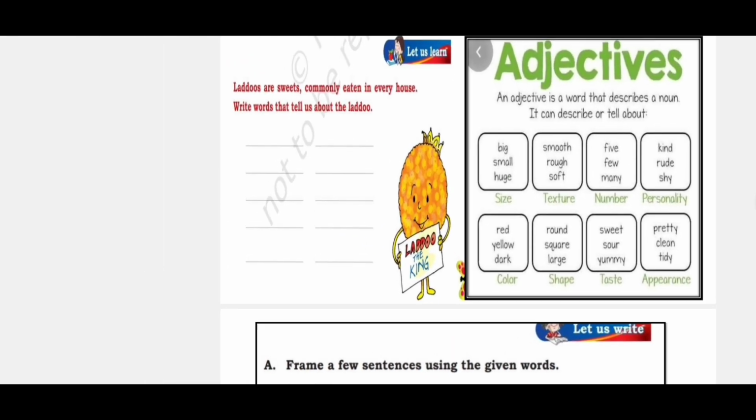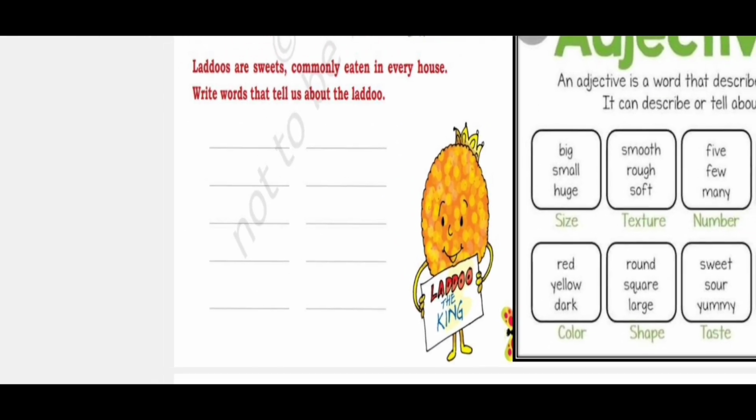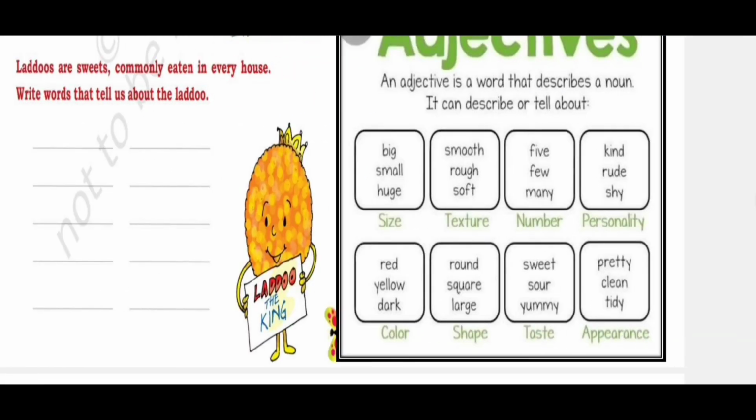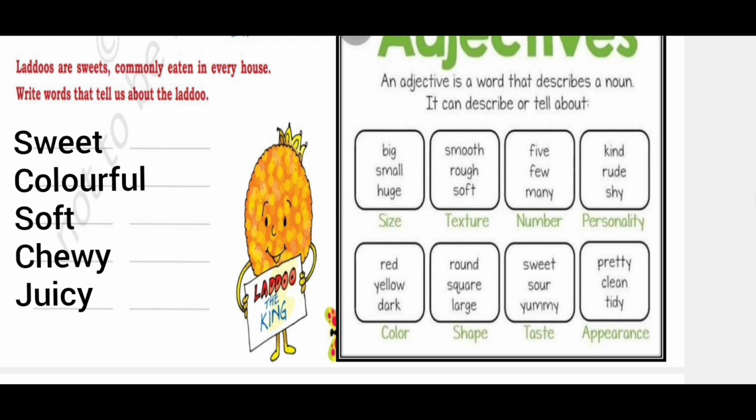Okay, so we are coming back to this part. Now we will write about laddus. How are they? It can be sweet. The moment you look at a laddu, what comes in your mind? Definitely it is going to be sweet. Then colorful. There are different colorful laddus. Laddus can be white, orange, yellow. If you add rose to it, it becomes pink.